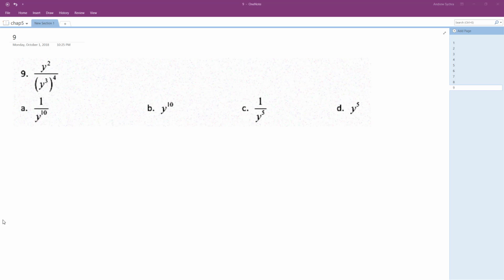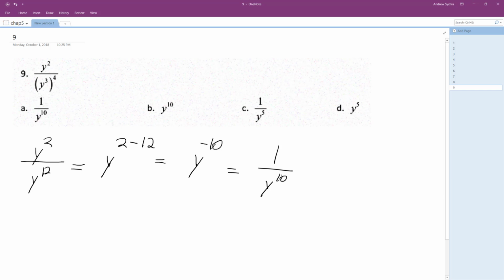All right, so we got y squared over y raised to the third, all that raised to the fourth. So I can rewrite this as y squared, and any exponent value raised to another exponent value, you multiply them. So it's going to be y, the 3 times the 4, so it's y raised to the 12th. So this is the same thing, actually, as y raised to the 2nd, and we got the exponent on the bottom, so it's the same thing as minus 12. So what we end up with is y raised to the negative 10th, or just 1 over y raised to the 10th, which is here.